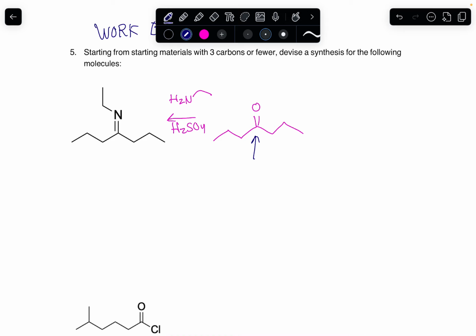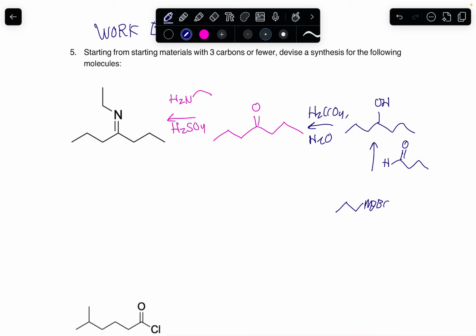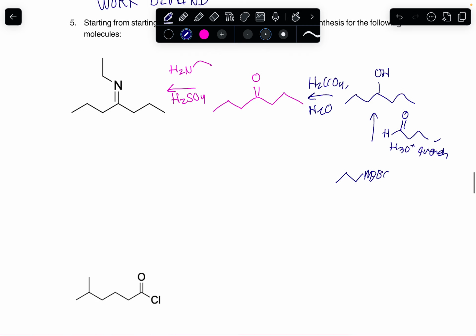And I see there's many, many different ways to do this. So the way I'm going to do it is I'm just going to say we had an alcohol and we use chromic acid to go ahead and oxidize it. How do we make that alcohol? We've actually seen this. We can use Grignard reagents. So a Grignard reagent, we'll go ahead and add to that, and then with an acid quench, we can go ahead and make that alcohol.